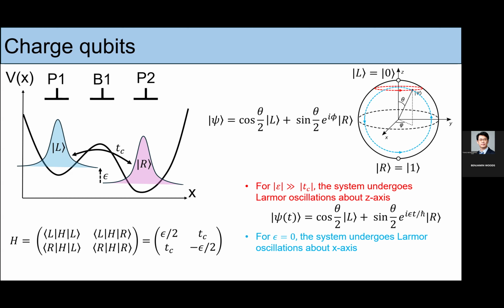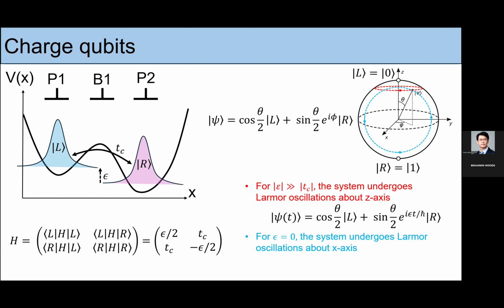Like the maximum. So there should be equal superpositions between the left and right, so there should be the plus and minus of those states. Exactly. And so because of that, you don't get Larmor oscillations about the z-axis, but rather about the x-axis, because the quantization axis, if you just have TC, is along this x-axis of our charge qubit.